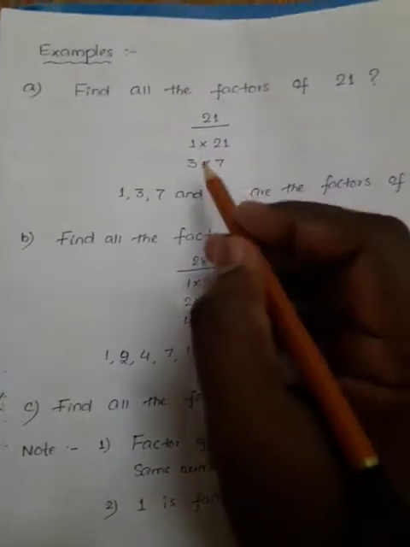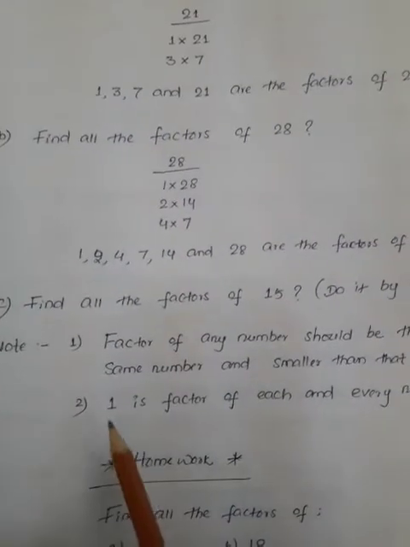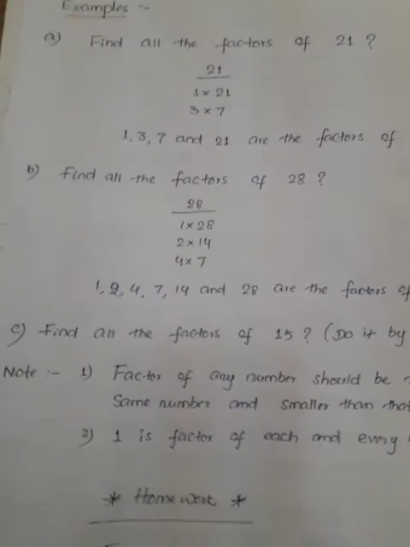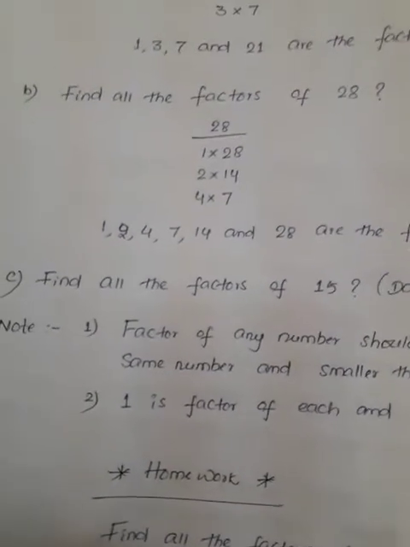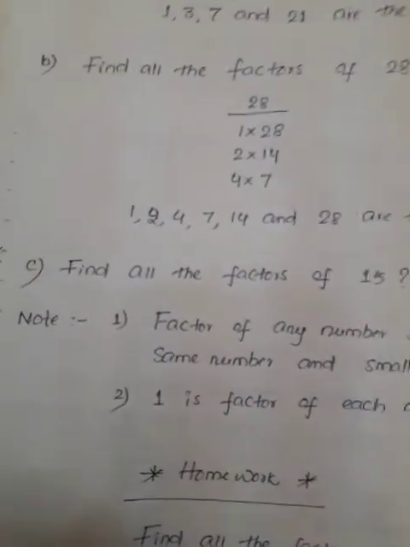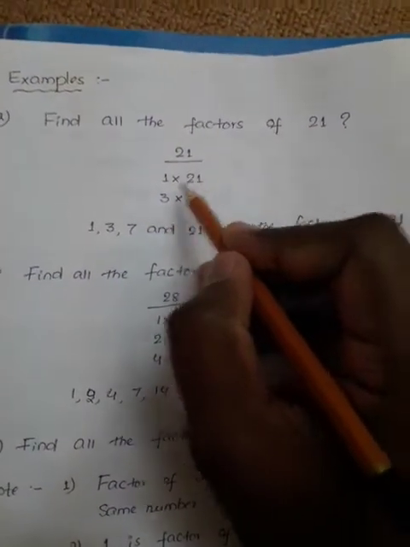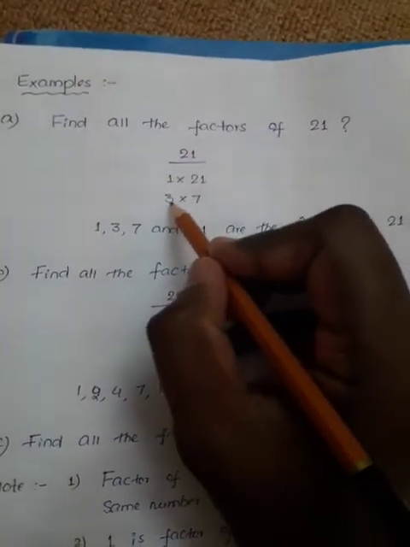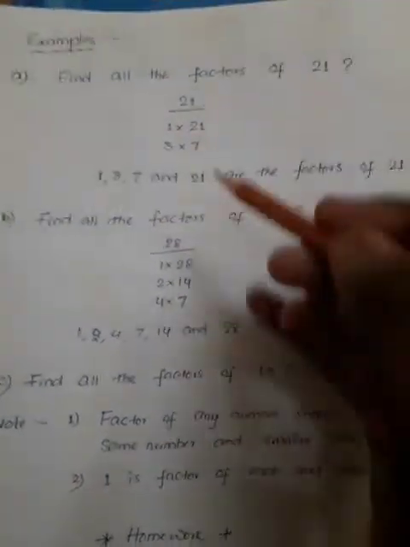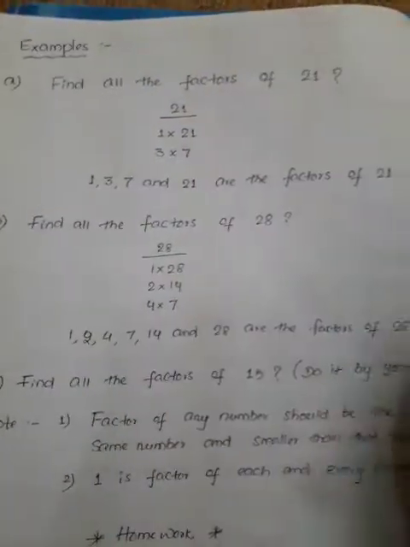Now, how to find the factors of 21? Just write it here. Remember the note: 1 is a factor of every number. If I ask 8, we write 1 multiplied by 8. If I ask 10, 1 multiplied by 10. If I ask 52, 1 multiplied by 52. So now we write 1 multiplied by 21. In the 2 table there is no 21, so no need to write. Whenever a number is repeated, stop writing the factors.